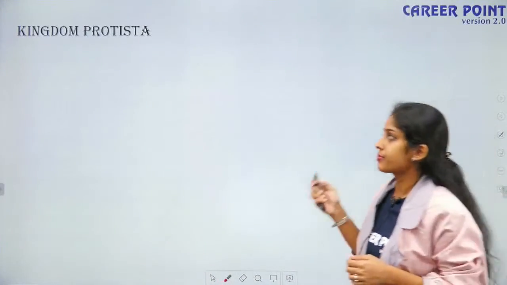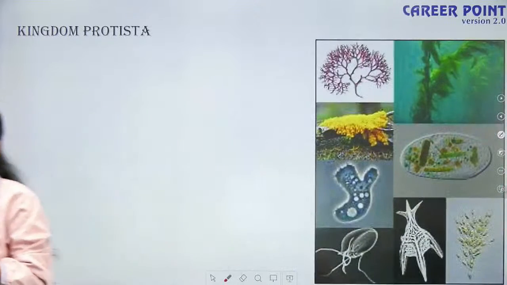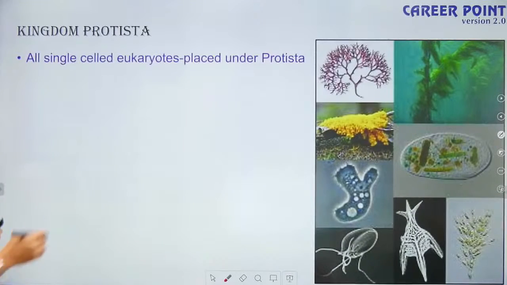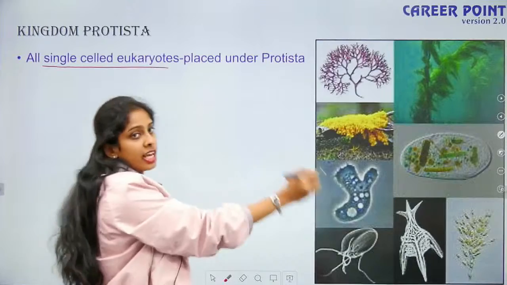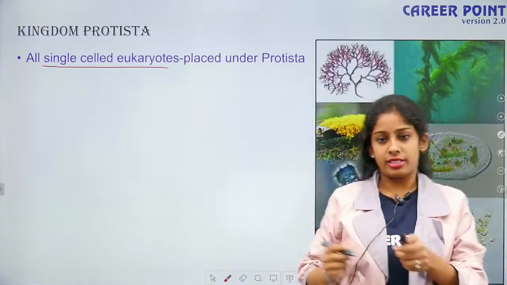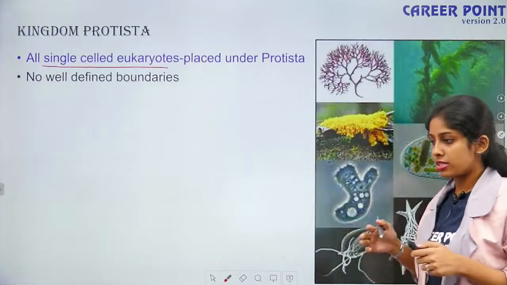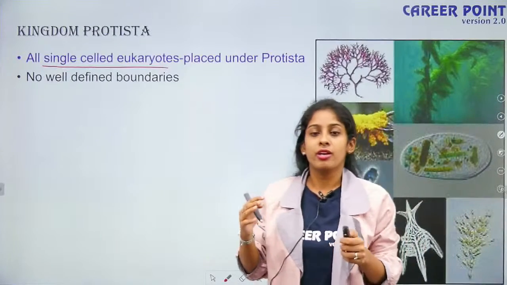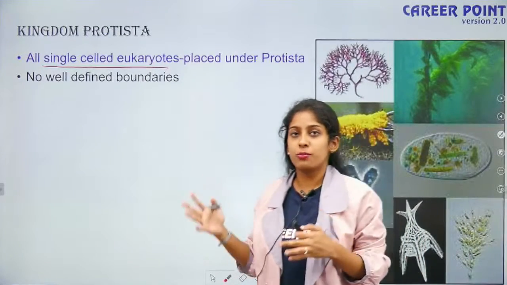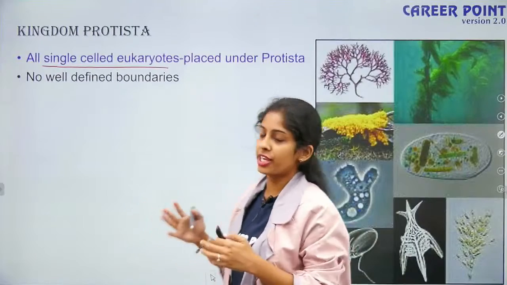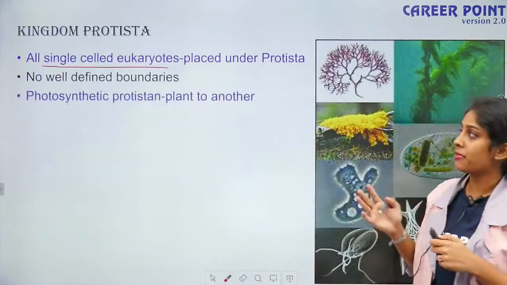Okay, so talking about kingdom Protista. They are basically single-celled eukaryotes. They are placed under your kingdom Protista. They do not have well-defined boundaries because people are still confused about whether to classify them into the plant kingdom or other further classifications. So that dilemma is still there.